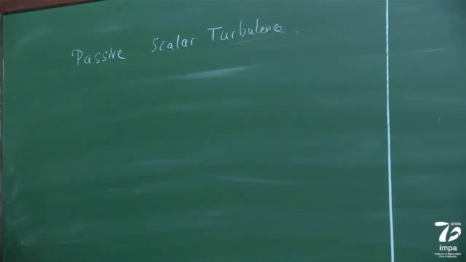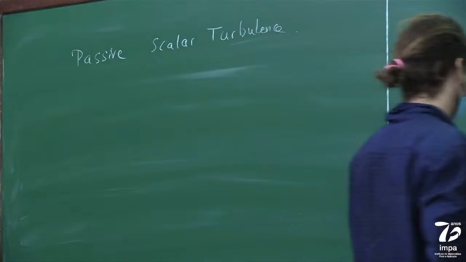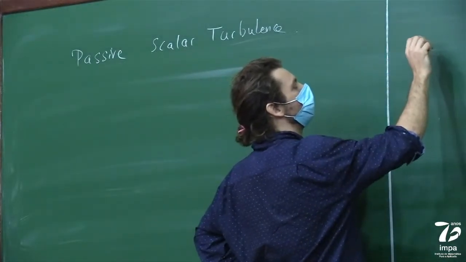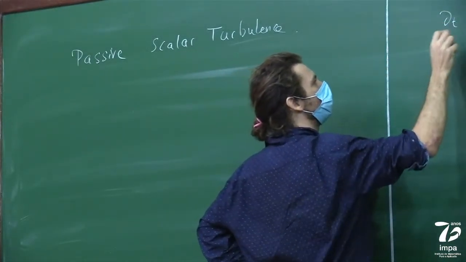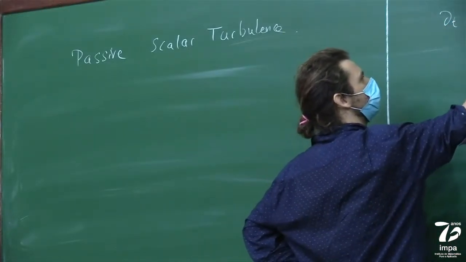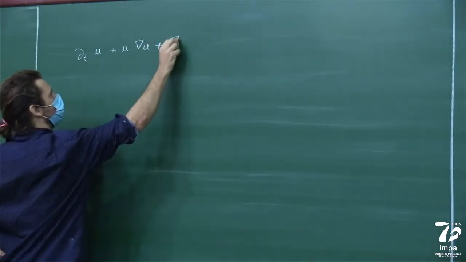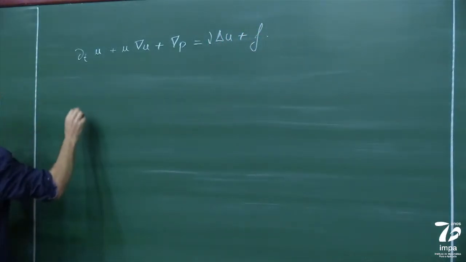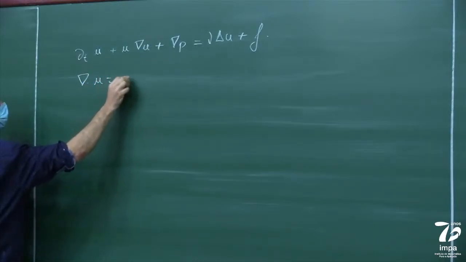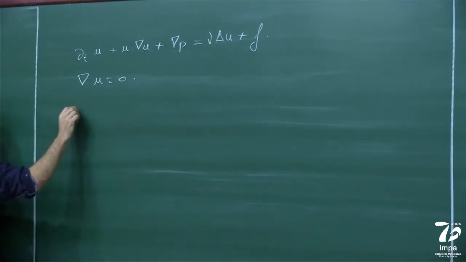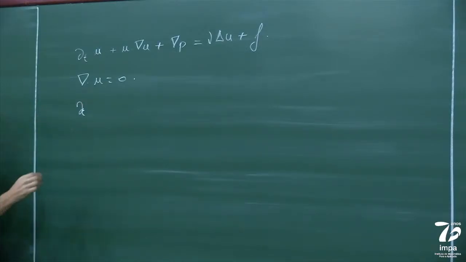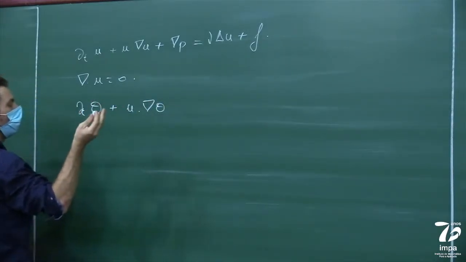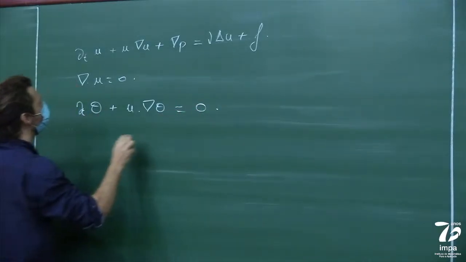And just to remind you of the conclusions that we reached yesterday, we were dealing with the scalar equations, which is nothing but the regular Navier-Stokes equation with forcing, divergence free, and they are just supplemented by a quantity that we call theta, which is nothing but a passive quantity transported by the flow.